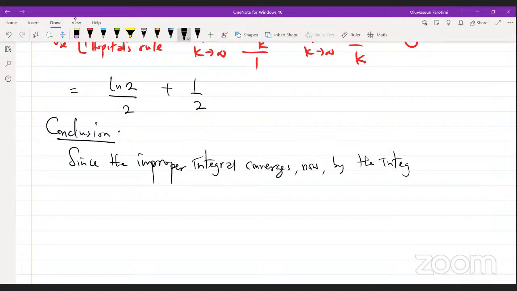By the integral test. What is the series we're discussing? We had the sum as n goes from 2 to infinity of ln of n divided by n squared. It converges. It does converge. Amazing. Okay.